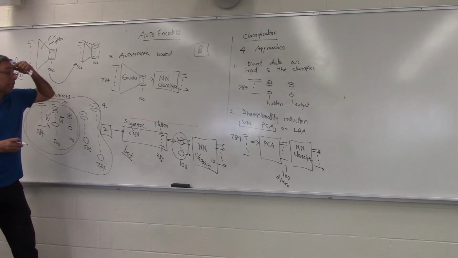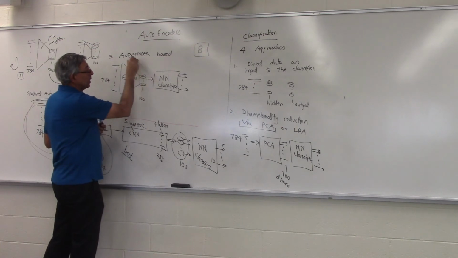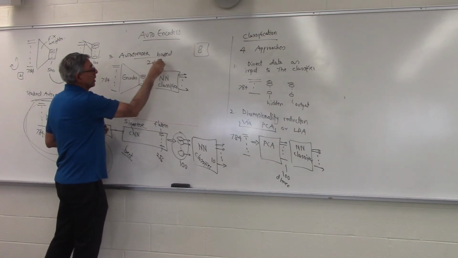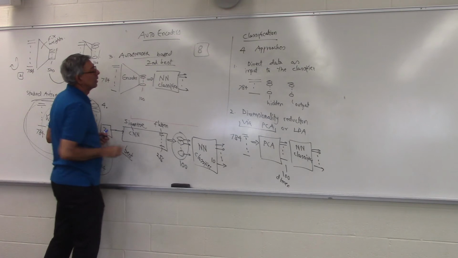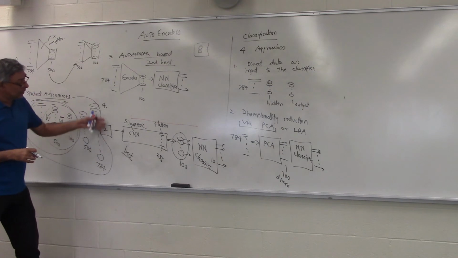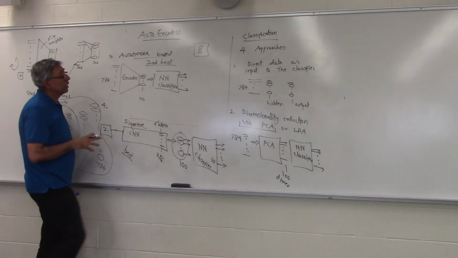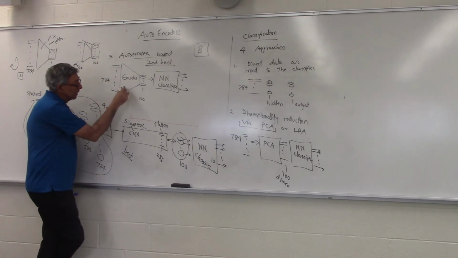The second best turns out to be the autoencoder based. So this is the second best. And sometimes it is the best, again, depends on whether it's a CNN and whether we have enough pairs of training data or not.